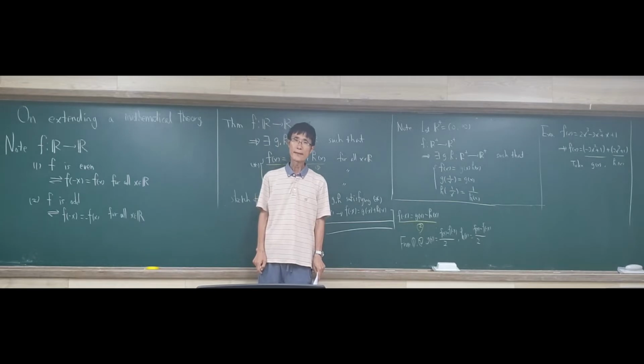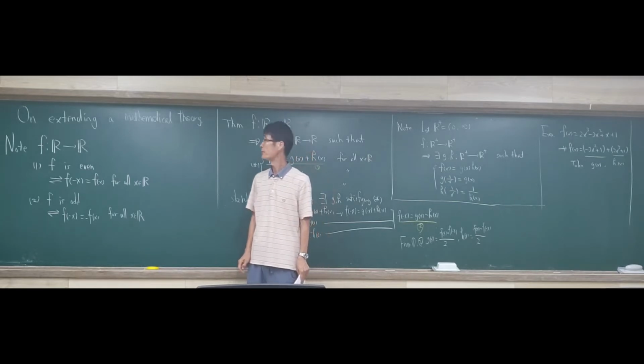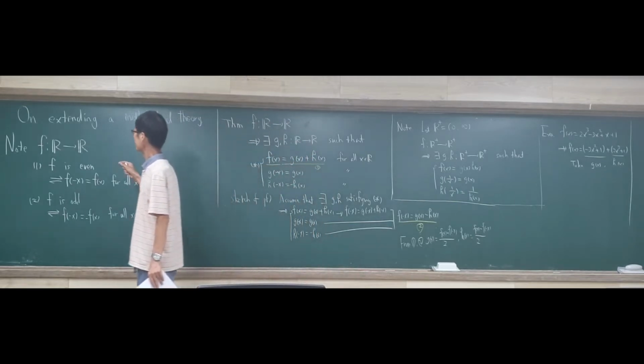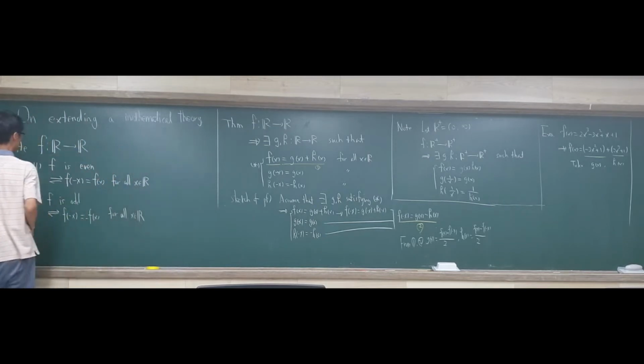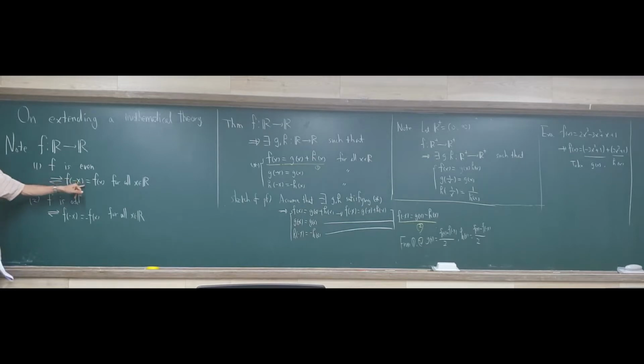Hello, today I would like to introduce to you a method to extend the mathematical theory. For example, assume that f is a function from the set of all real numbers to the set of all real numbers, and the function f is said to be even if this condition is satisfied. The condition says that if we take the value for negative x, then it is equal to f of x.